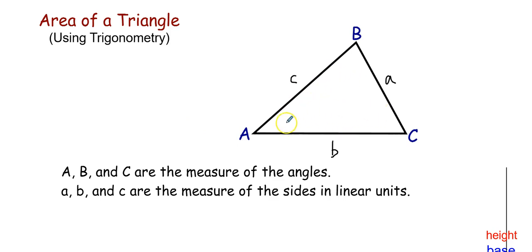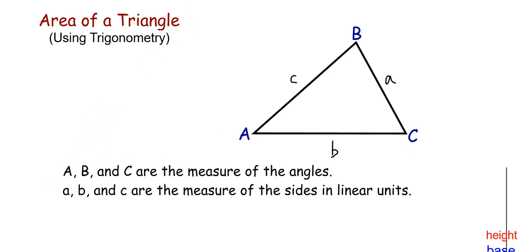But in this case, we have a triangle ABC, where the uppercase letters A, B and C are the vertices, representing the three angles, angle A, B and C, and the lowercase letters represent the lengths of the sides. Lowercase a is opposite to angle A. It can be inches or centimeters, whatever linear units you have. Opposite to vertex B you have lowercase b, and opposite to vertex C we have lowercase c.